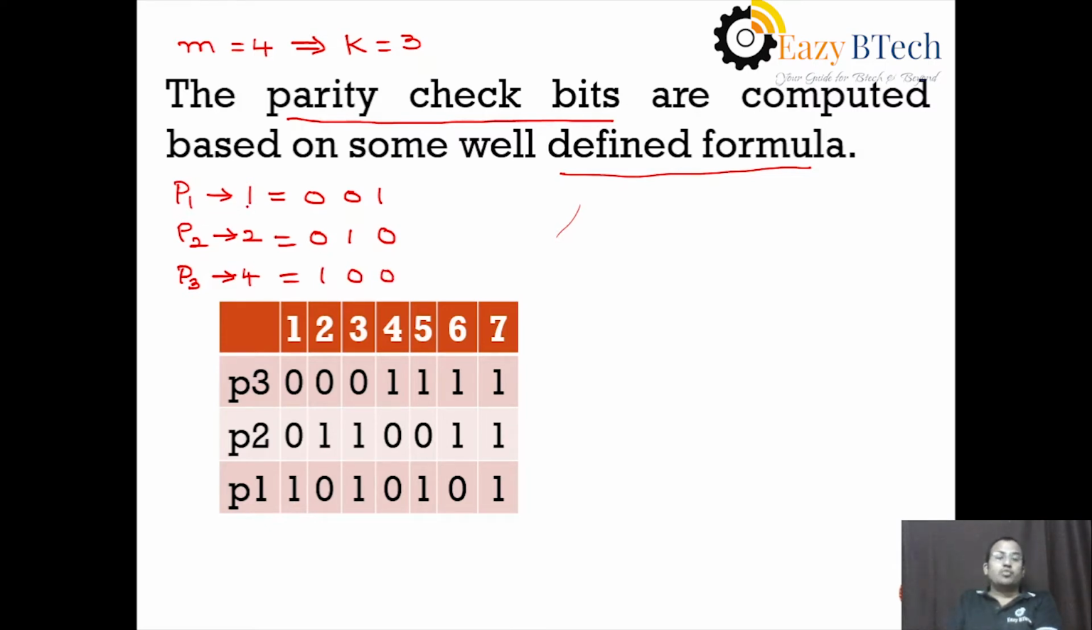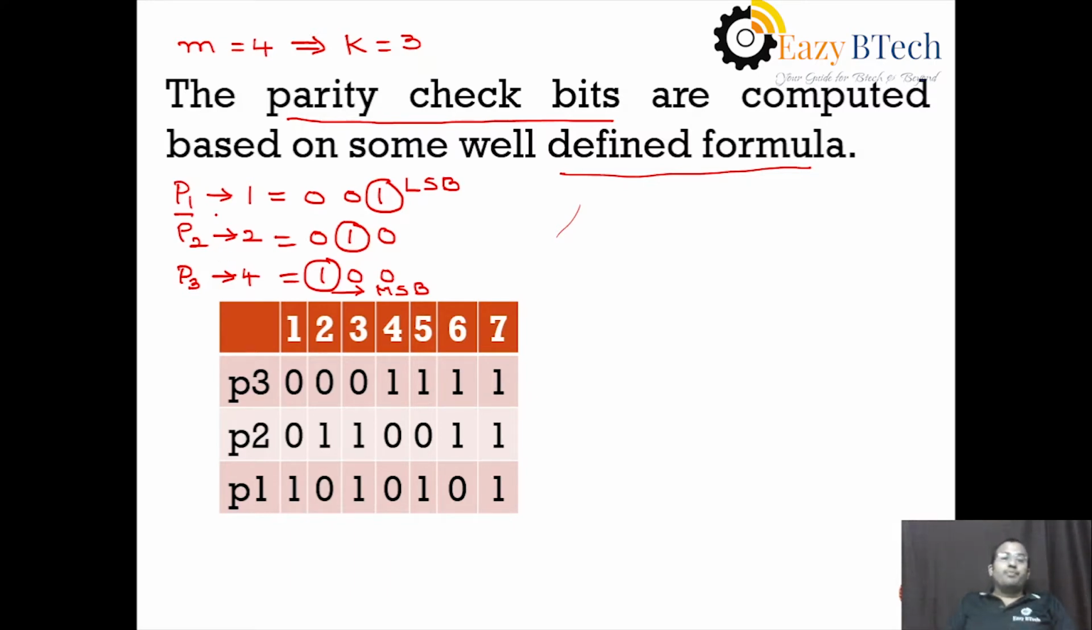After writing the corresponding binary equivalents, you see for P1 the 1 is placed in the LSB position. For P2 it is placed in the middle position, and for P3 the 1 is present in the MSB position. So for calculating the parity bits, we have m equal to 4 and k equal to 3, so the number of bits in the code word is 7. We write for 1 to 7 the binary equivalents: for 1 it is 001, for 2 it is 010, for 3 it is 011, for 4 it is 100, for 5 it is 101, for 6 it is 110, for 7 it is 111.